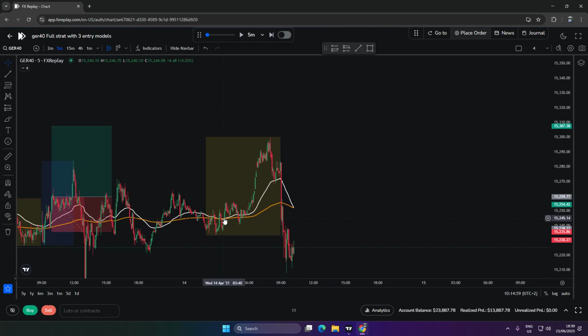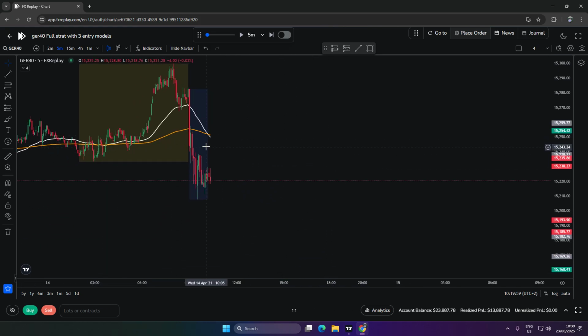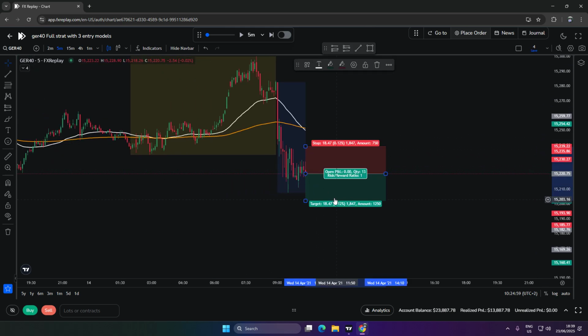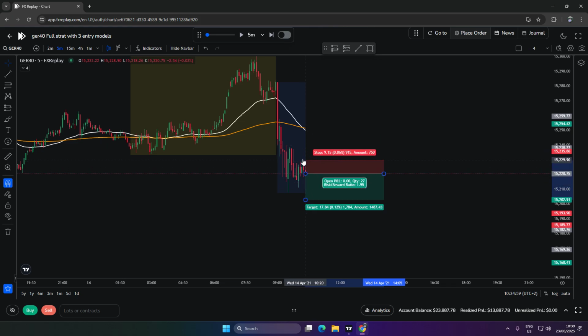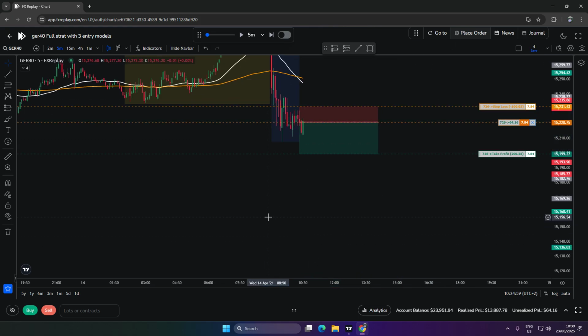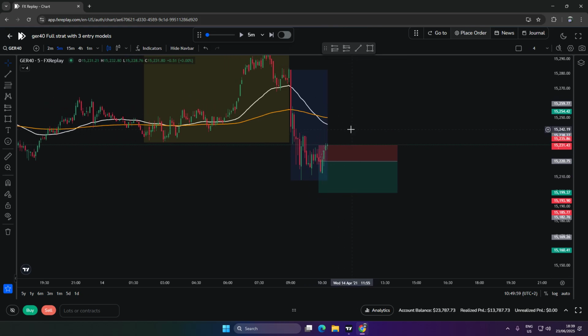So this was entry model 2. So this is entry model 3. I would actually take this because it's so minimal. A little bit above. This will probably lose us as well, but that's fine. And why I already expected it to lose is because we see this. When you see price ranging, you basically already know it's losing.